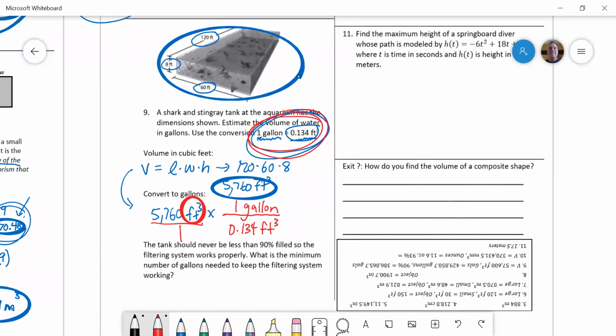So simple multiplication, and you guys have calculators, right? So grab your calculator and let's do 5,760. We're going to multiply straight across and then divide times 1. Well, we know that anything times 1 is itself, and then we just need to divide by this. So 5,760 times 1 is itself, and then let's divide by 0.134. All right, so not quite. So you guys should be getting 42,985.